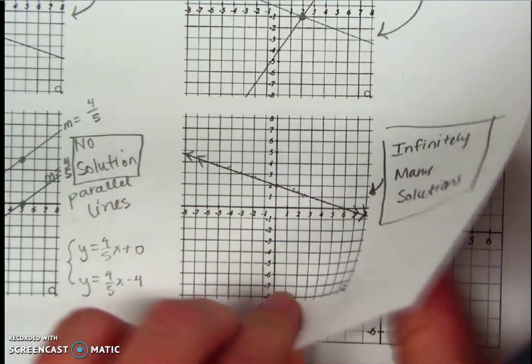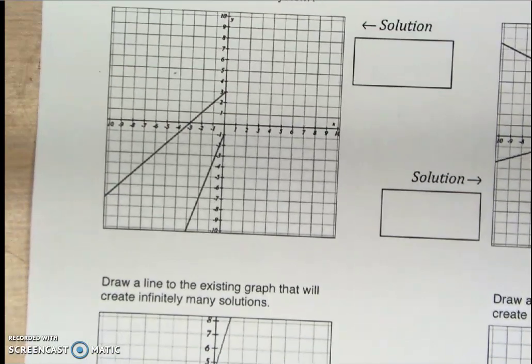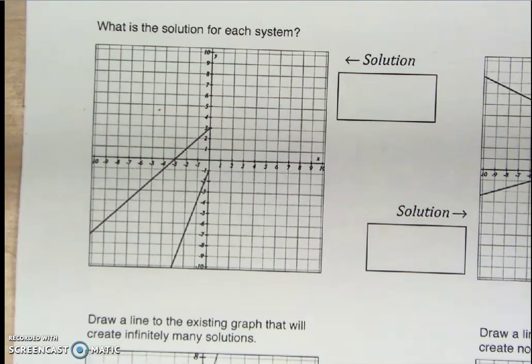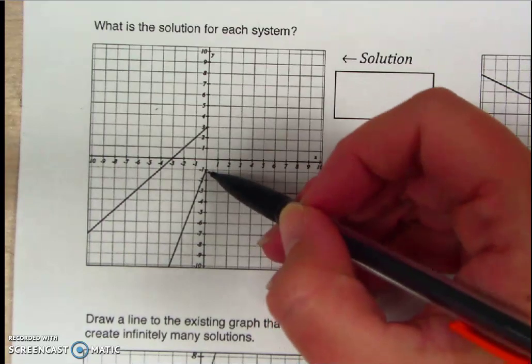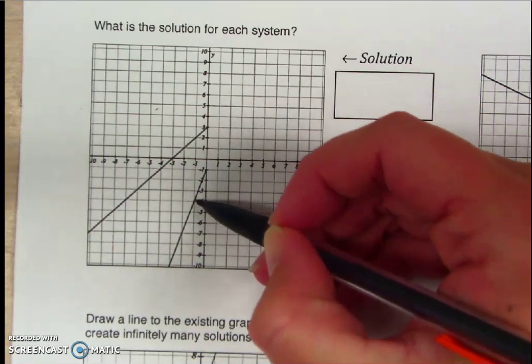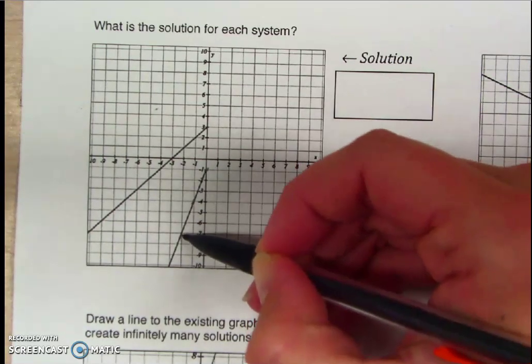All right, on to the back. Now what do we do? So it says, what is the solution for each system? I see that these lines are angled differently, so I know they'll cross. We just have to find that cross point. Well, they weren't finished, and so what we can do is find the slope and continue it. That's what we do here.